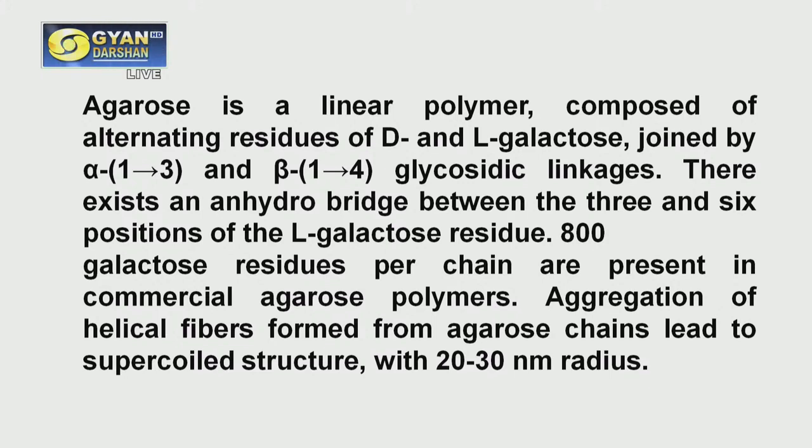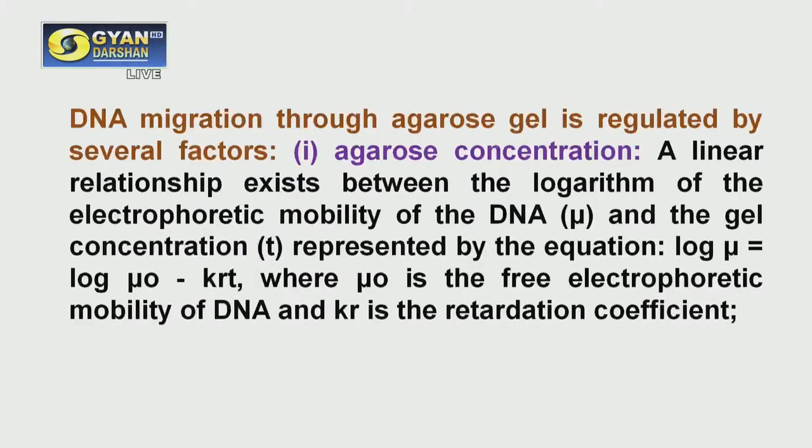And you are using this agarose as a matrix for visualization of DNA molecules. It can be either plasmid DNA, which we are discussing today, or it can be chromosomal DNA also. Now, what is the principle of this technique? That is, the DNA migration, when you are loading the DNA in an agarose gel, is regulated by several factors. One is agarose concentration. That is, there is a linear relationship between the logarithm of the electrophoretic mobility of DNA and the gel concentration. So if the gel concentration is high, mobility will be lower. If the gel concentration is lower, mobility will be faster.